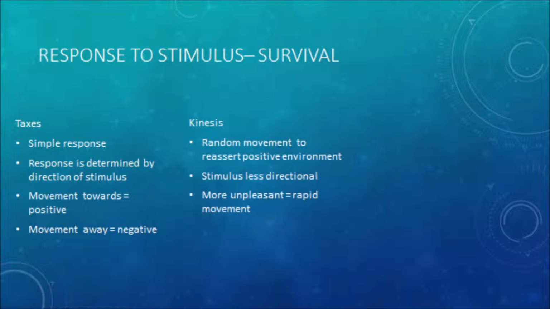Kinesis is the random movement of an organism to assert a positive or optimum environment. This means that the stimulus is less directional, something like temperature. The more unpleasant the stimulus, the movement is more rapid, so that the good environment is reasserted.